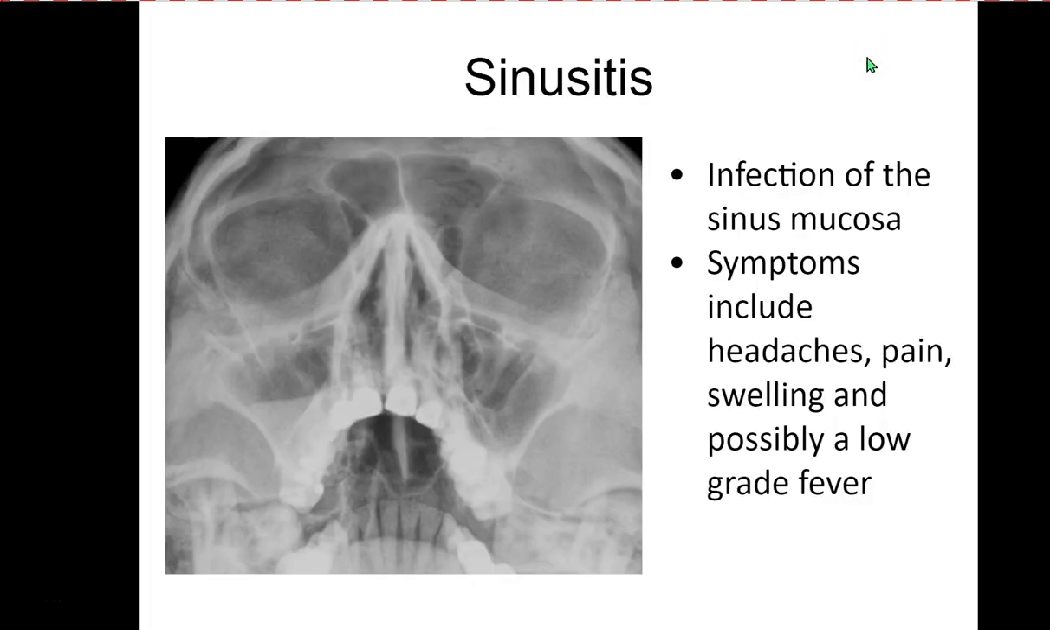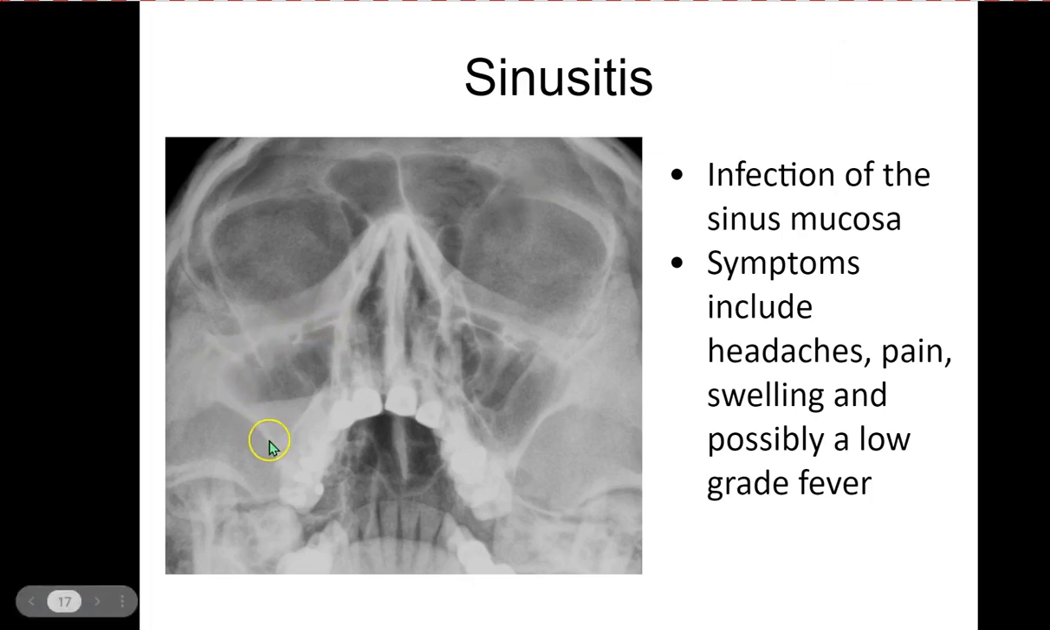Next, let's talk about sinusitis. So we've talked about skull pathology, facial bone pathology. Now let's talk about sinus pathology. Sinusitis is an infection of the sinus mucosa that may be acute or chronic, so new or long-standing. The patient typically complains of headaches, pain, swelling even over the affected sinus, and maybe even a low-grade fever. This is an example, of course, of a Waters projection, and this demonstrates a really nice air fluid line in the right maxillary sinus.